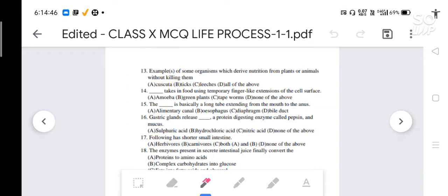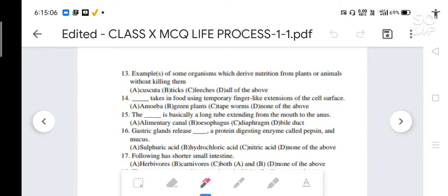So our 13th question: examples of organisms which derive nutrition from plants or animals without killing them. Means they take the nutrition without killing them. So Cuscuta also, ticks also, leeches also. So all of the above is the correct option.